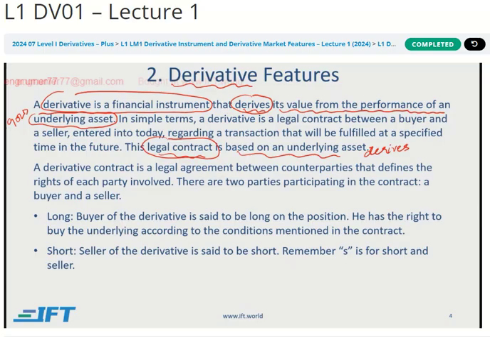Now, naturally, there is a buyer and a seller. So there are 2 parties, and what we call them are counterparties. There is a buyer and a seller. One important thing for you to understand, that the buyer is called the long party and the seller is called the short party. An easy way to remember this is S for short and S for seller.